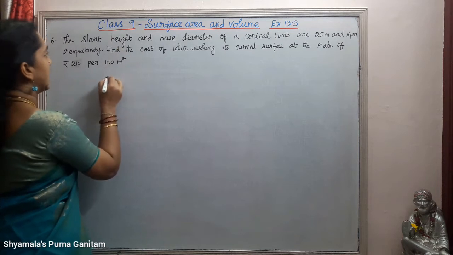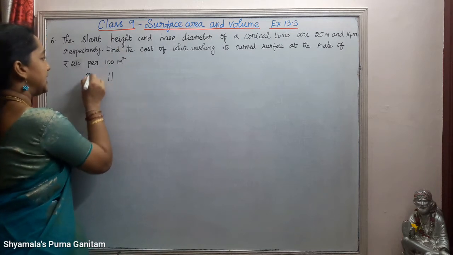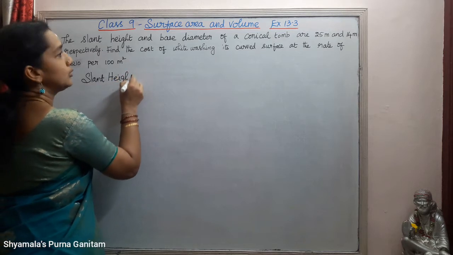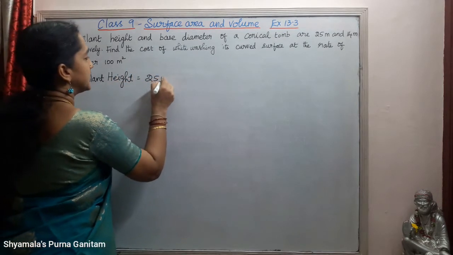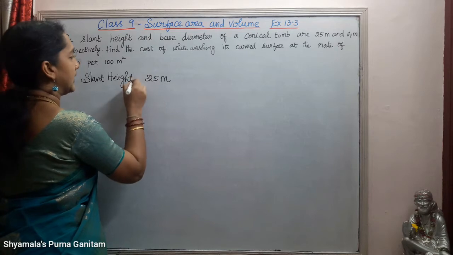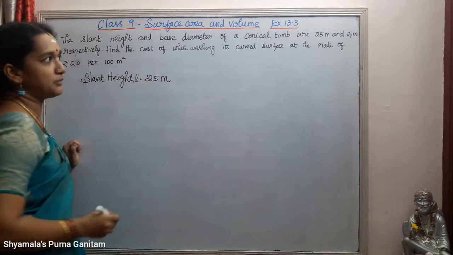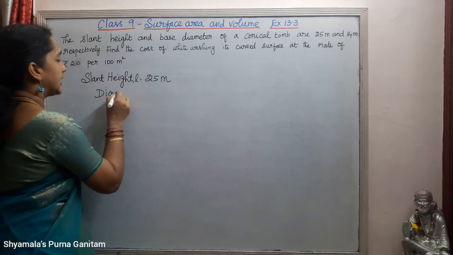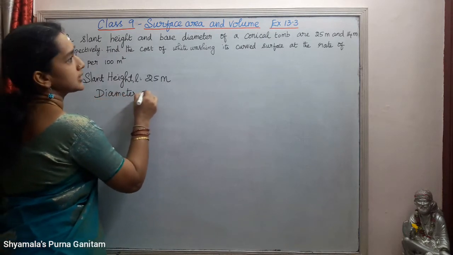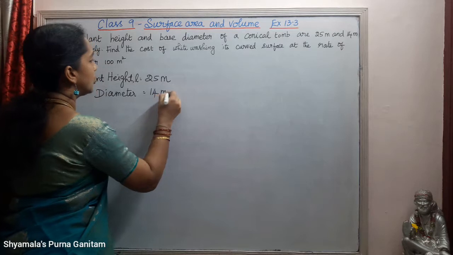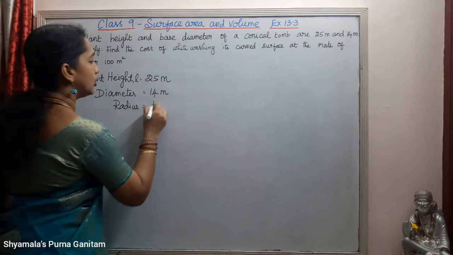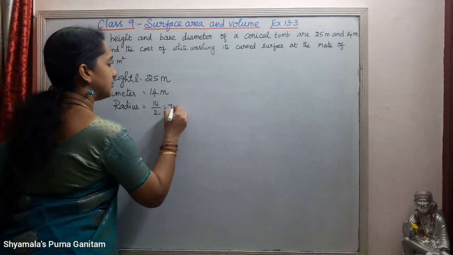So first one is slant height, it is given. So slant height L is equal to 25 meter. And then diameter is given as 14 meter. So radius will be 14 by 2 is equal to 7 meter.